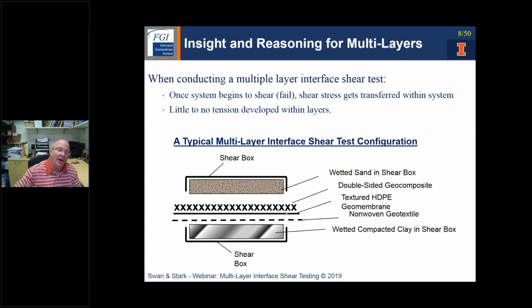And so going back to the model, we basically now can measure the internal strength of the sand. We can measure the interface between the sand and the double-sided geocomposite. We can also challenge the internal strength of the double-sided geocomposite. We can measure the interface between the geocomposite and textured geomembrane and non-woven geotextile, and then non-woven against the clay. So now we're looking at a series of interfaces all tested at the same time.